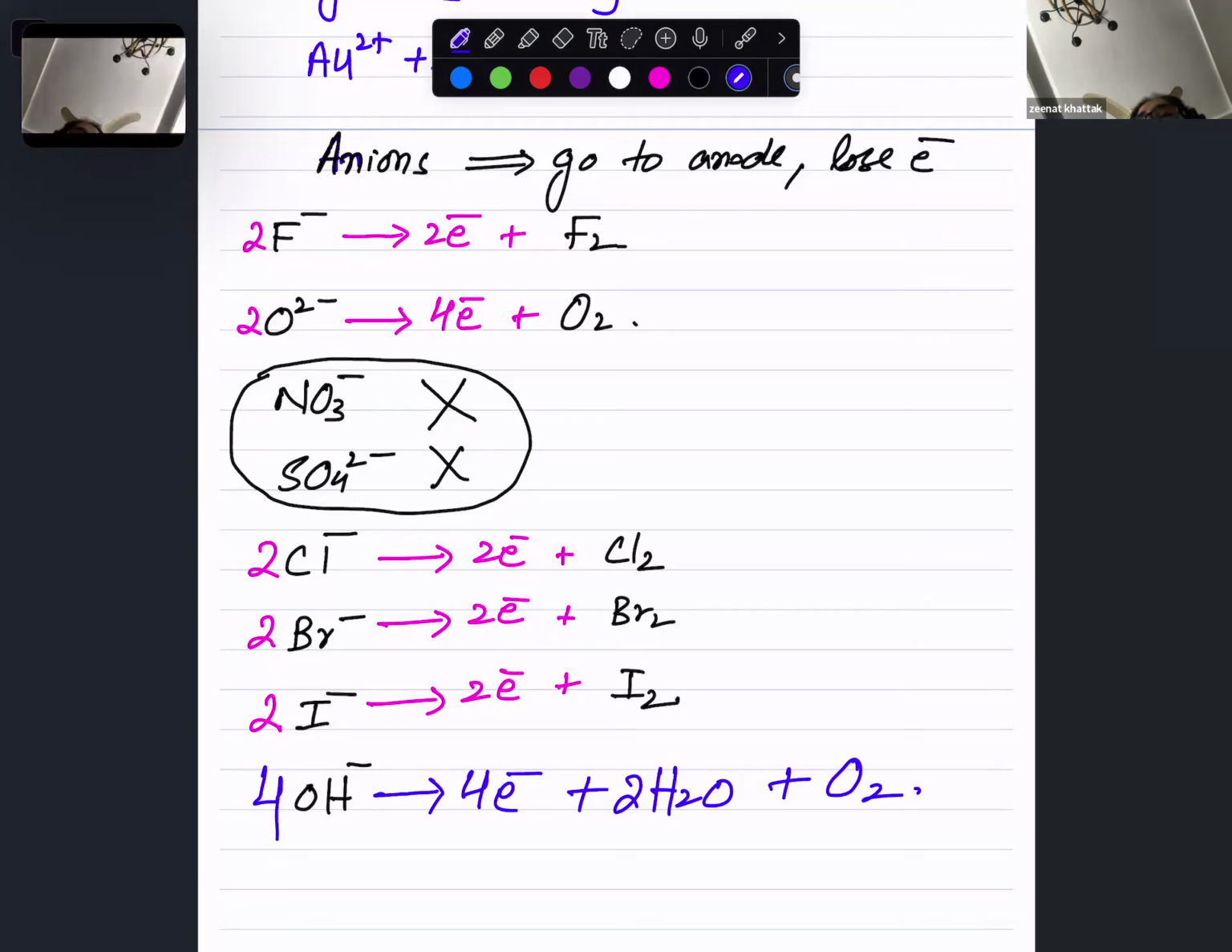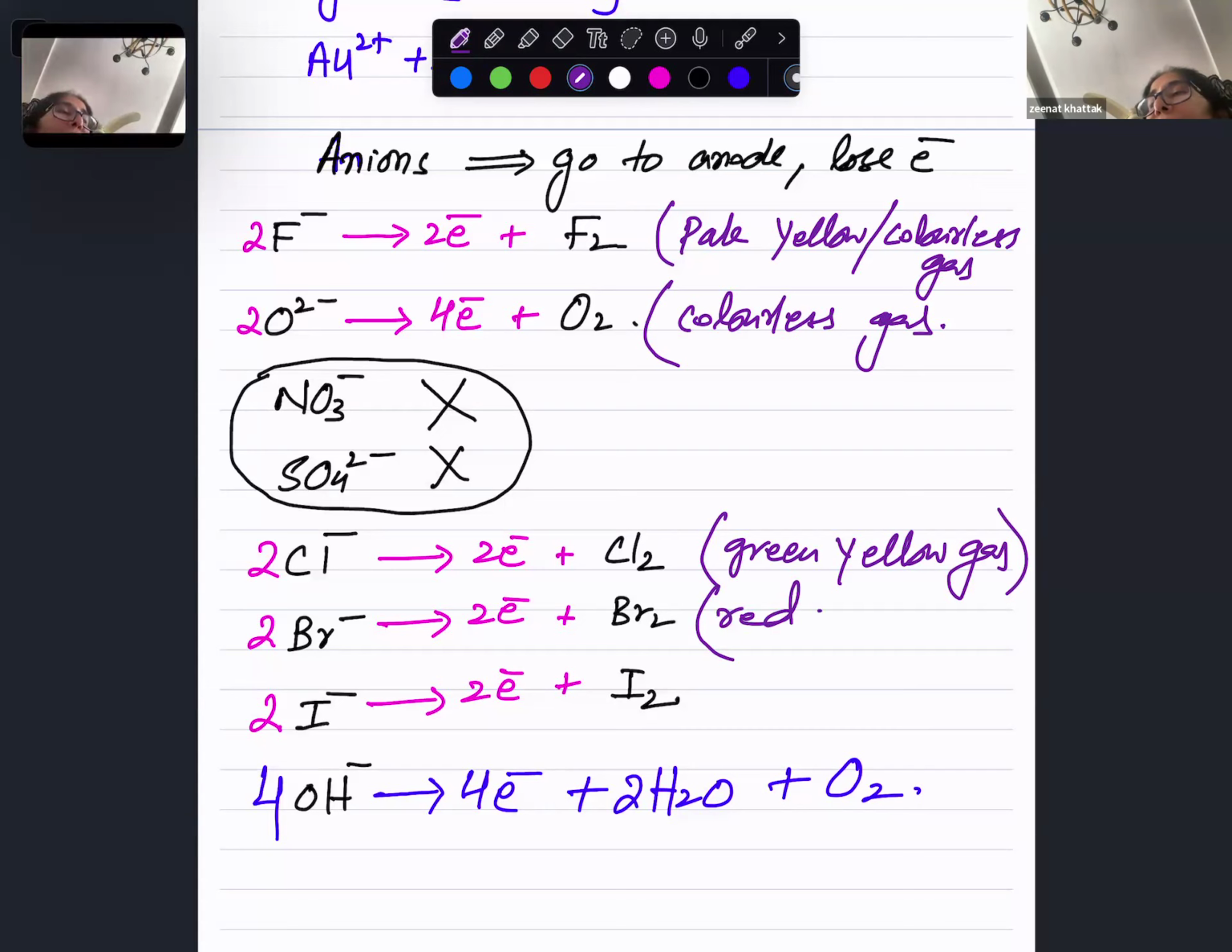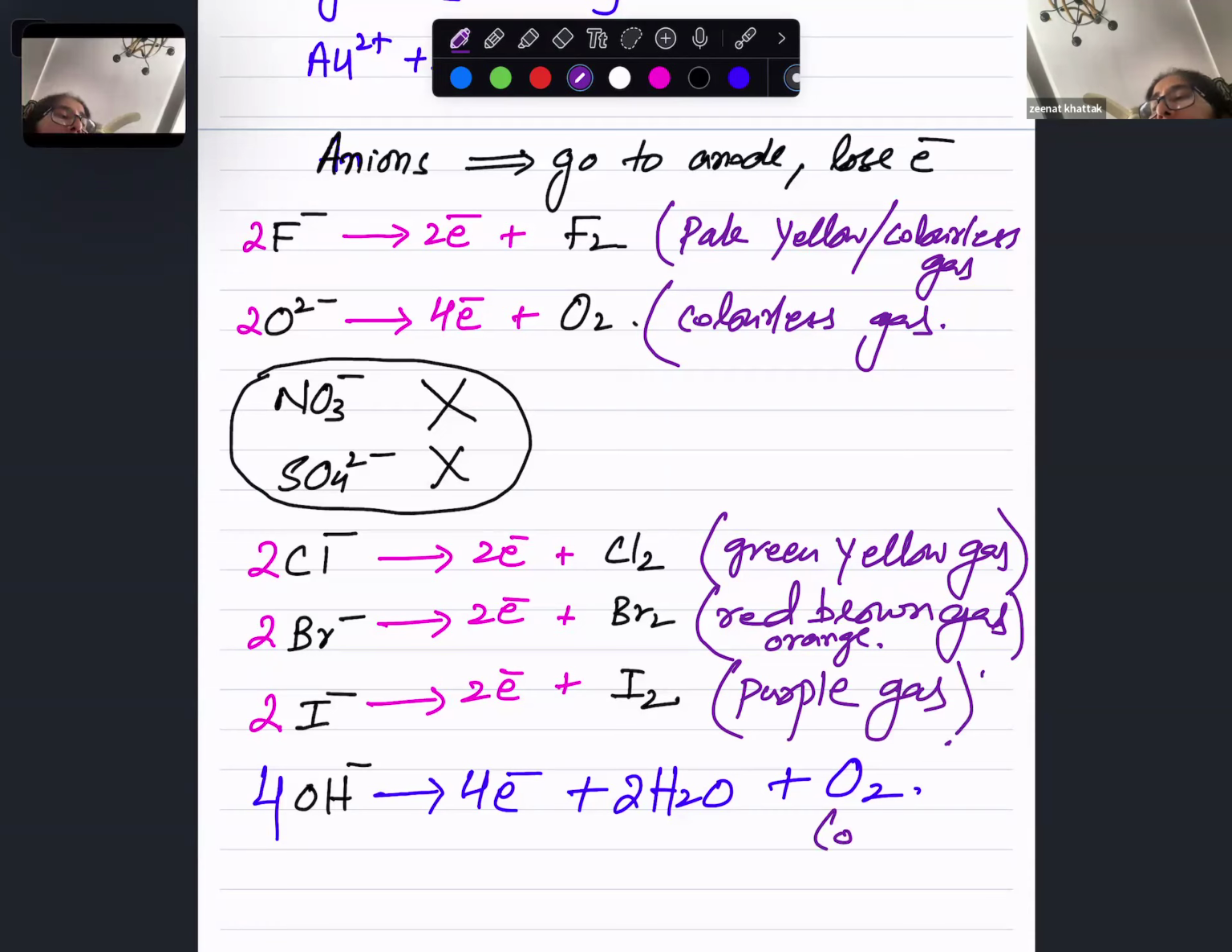You have to memorize. Now, this one is what? Pale yellow or colorless gas. This is what? Colorless bubbles or gas. Green yellow gas at anode. Red brown gas or orange, even you can say orange. Purple vapors. Colorless gas.